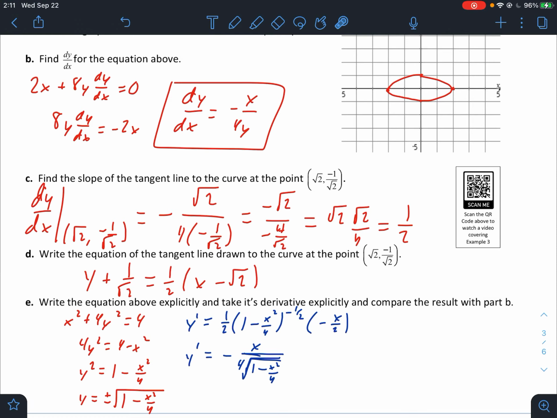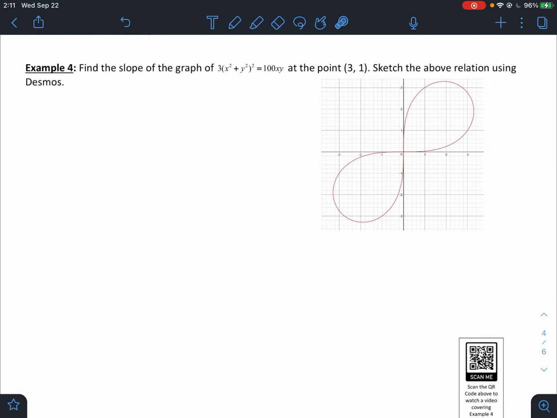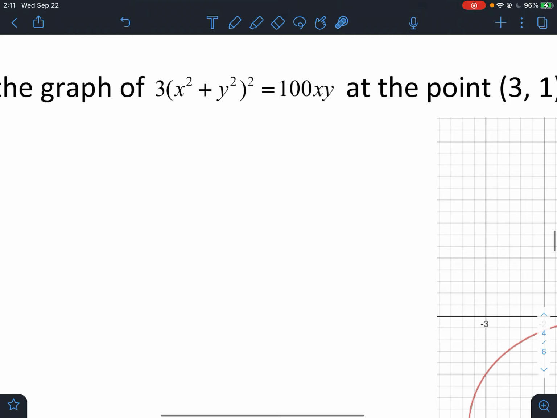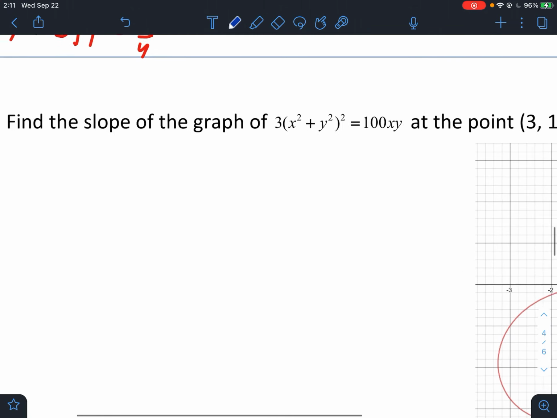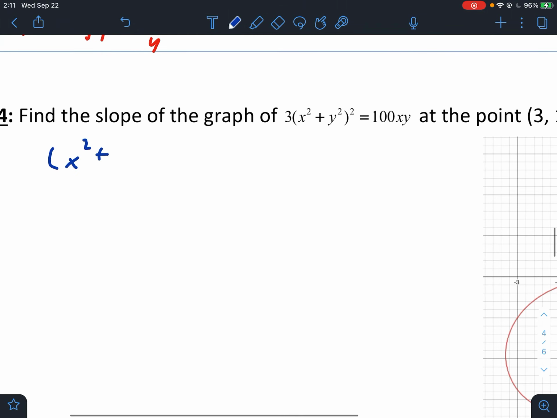Okay, let's take a look at another example here. So we have the relation sketched using Desmos on the right side over there. It says find the slope of the graph of that relation at the point 3, 1. Here's your relation here. The first thing I'm going to do is divide both sides by 3, just to clean up the left side, because that already looks like it's complicated enough. You don't need to do this. This is just personal preference here.